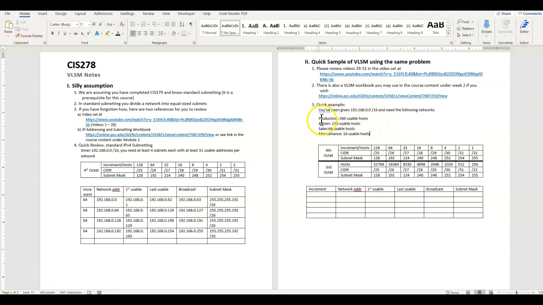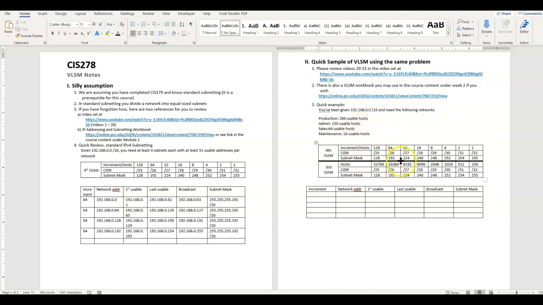So let's take a look at these. The first thing we would do would be to put these in numerical order from largest to smallest. Now I've already done that in this case, but many times in a problem you will not have them in numerical order, and you'll have to put them in numerical order. So 260 usable hosts is the largest one I need. We're always going to start with the largest.